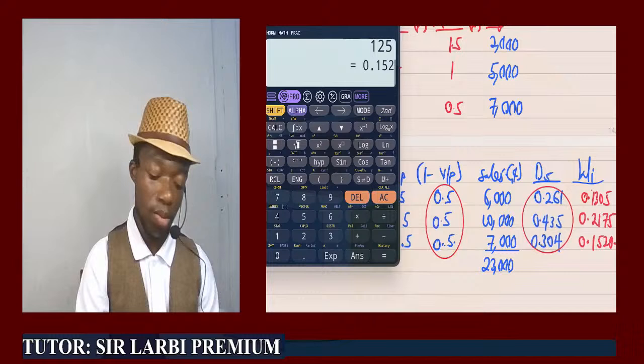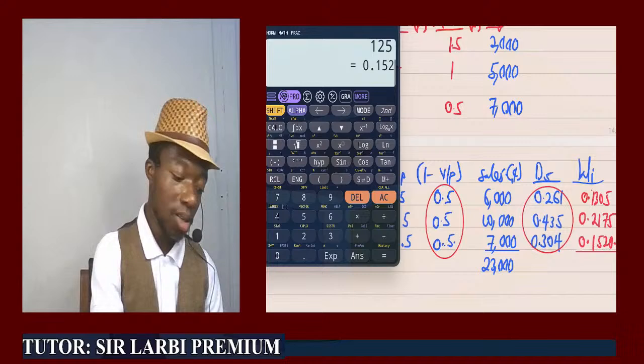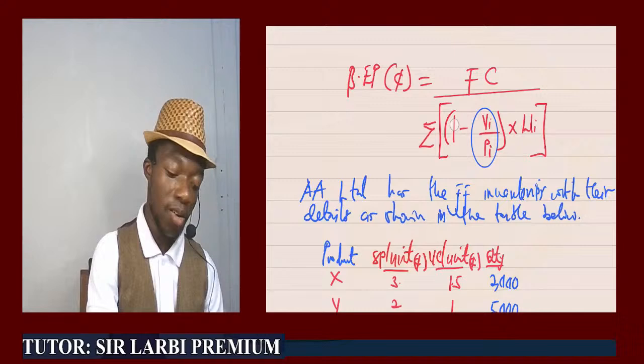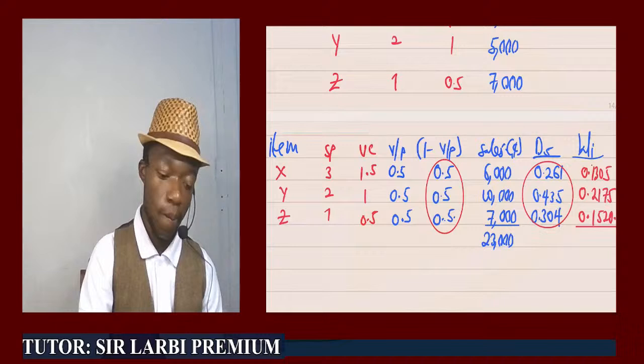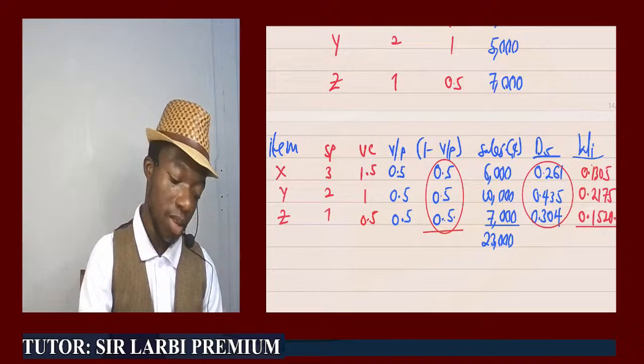So after that, based on the formula, we are looking out for the totals of these variables. We are looking out for the weight, and for the 1 minus V over P weight. Their summation, we are looking out for that. So we sum this up, we also sum this up, and let's see what we will get at the end of the day.